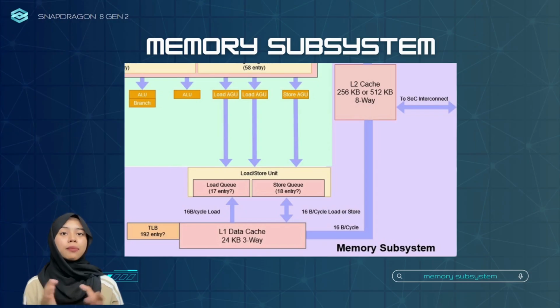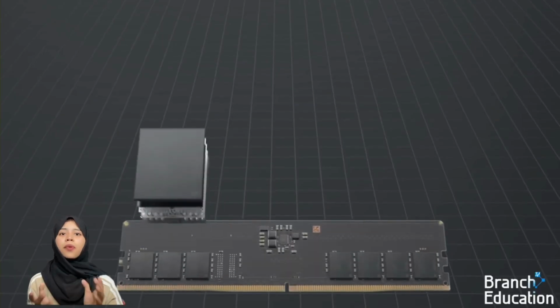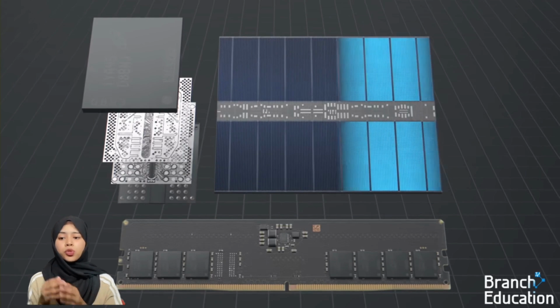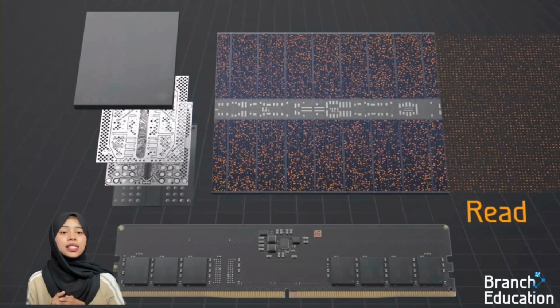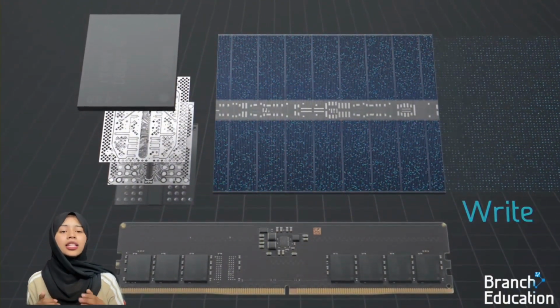Now I will explain the memory subsystem in the Cairo CPU core of Snapdragon 8 Gen 2. Do you guys know what the memory subsystem is? The memory subsystem is the part of the CPU that manages how data is stored, accessed, and moved between the processor and the memory. Its main job is to make data access fast and efficient, helping the CPU quickly read or write data needed for processing.